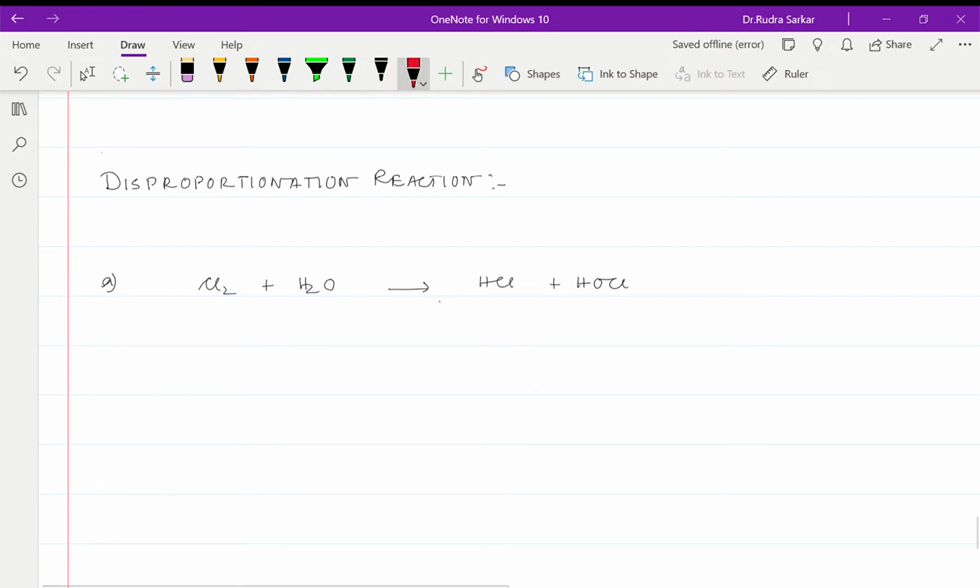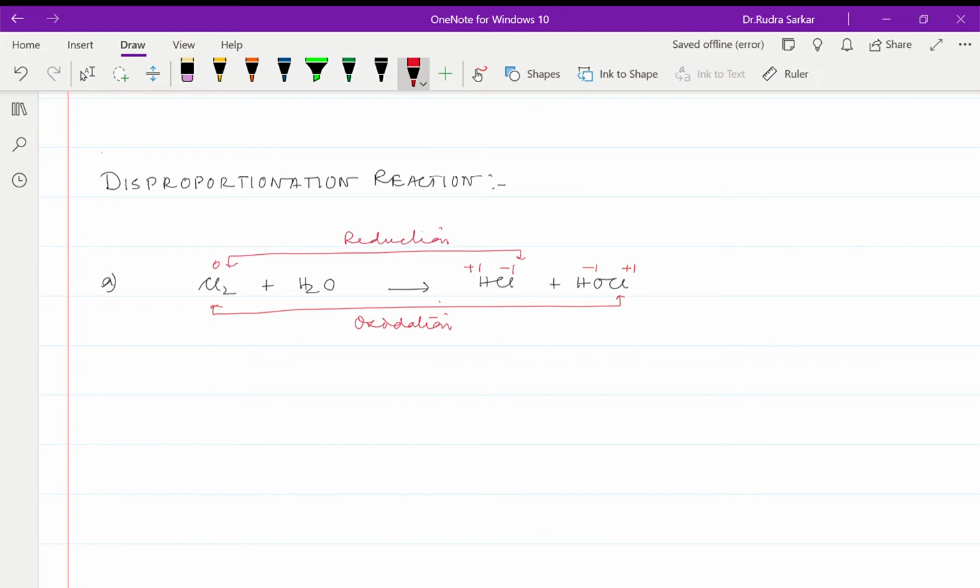So oxidation state of chlorine is 0 in elemental state. In hydrogen chloride, proton is 1, so Cl is minus 1. In hypochlorous acid, OH is minus 1, so Cl is plus 1. So over here we will say this is undergoing oxidation and that is undergoing reduction, and hence it is a disproportionation reaction.